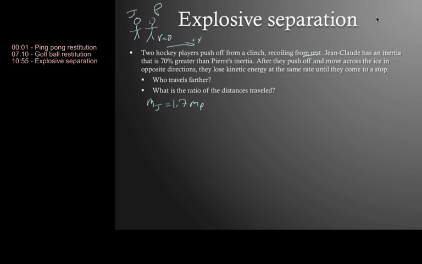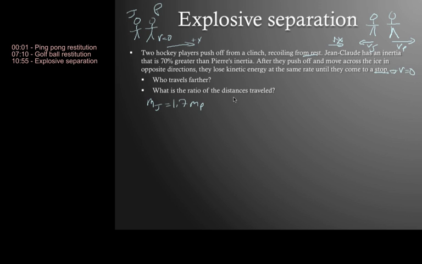So afterwards, we know that Jean-Claude has to be moving this way, and we know that Pierre has to be moving to the right. So they push off from each other, move in opposite directions, and then we know that the kinetic energy decreases at the same rate until they come to a stop. So the final velocities for both of these guys is going to end up being 0.